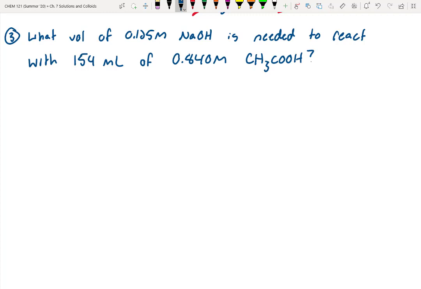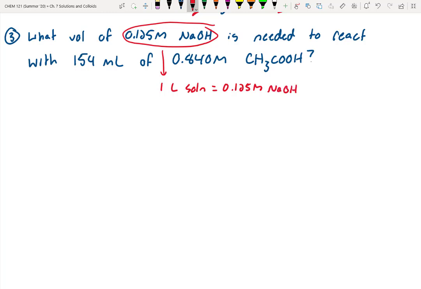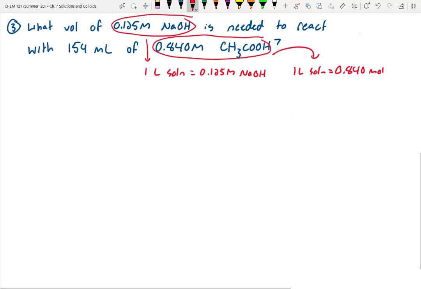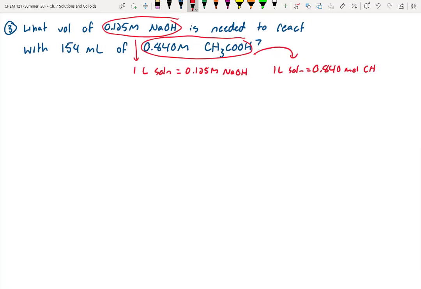So again, we could look at this and we could say this tells us that in 1 liter of solution there's 0.125 molar NaOH. Okay, and then over here, this is our second unit conversion that we'll use this time. And this time it's saying that in 1 liter of this solution that we have 0.840 moles of our acetic acid. So we've got 2 different concentration conversions we might need to use.